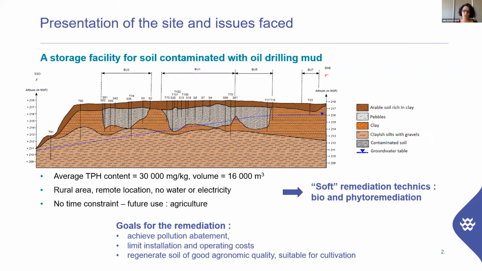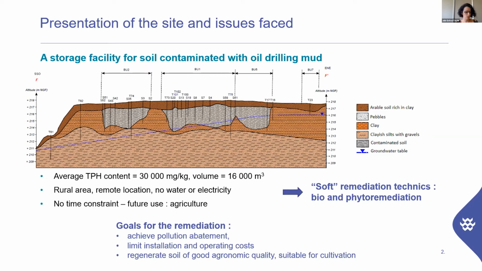So we chose to focus on soft remediation techniques such as bioremediation and phytoremediation. The good point was that we had no time constraint, and the goal behind the whole remediation process was to restore the former use of the land, that is to say agriculture. So the goals for the remediation were, of course, to achieve pollution abatement, to limit installation and operating costs, taking into account the remote location, and also to restore a soil with good agronomic quality.